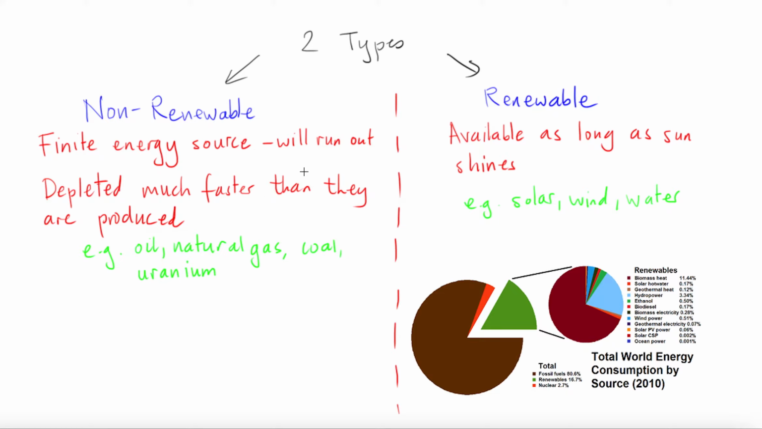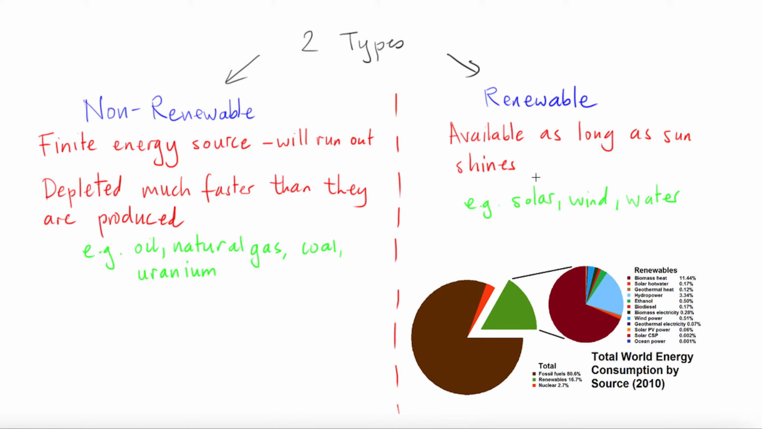Non-renewables are finite, which means they will one day run out, and you might have heard of the term peak oil. And therefore they are depleted much faster than they can be produced. Some examples of non-renewables are oil, natural gas, coal, and uranium.